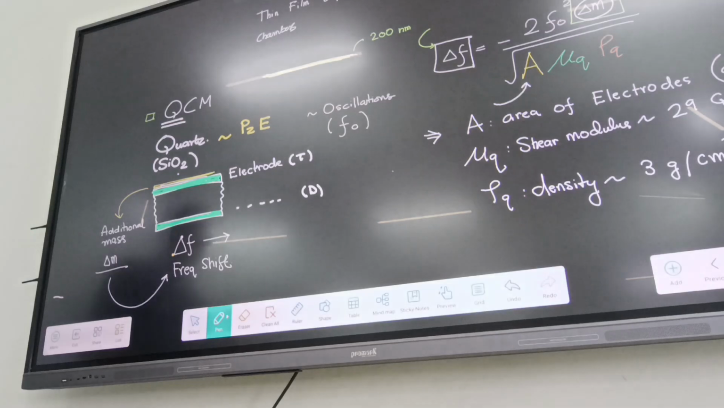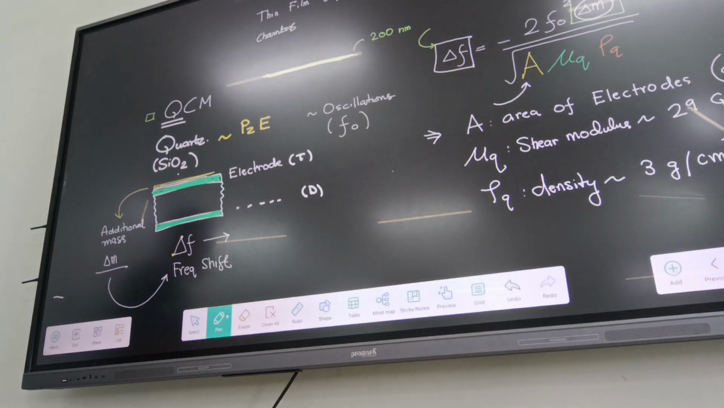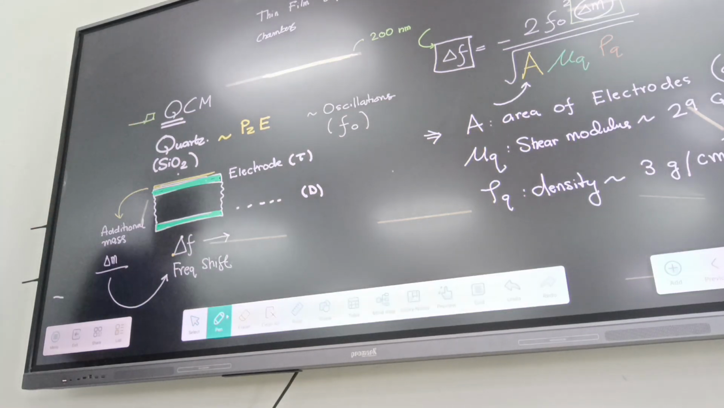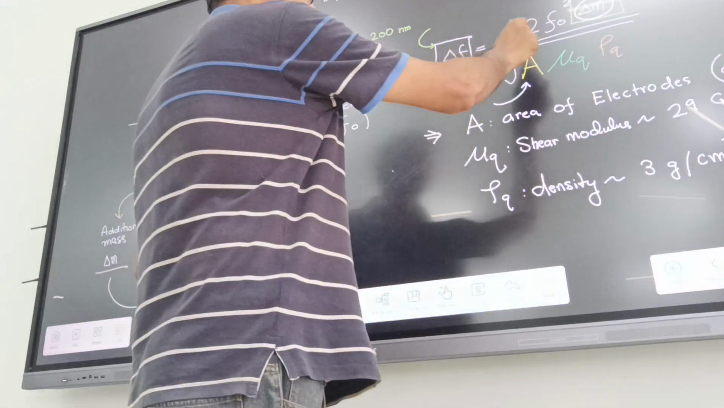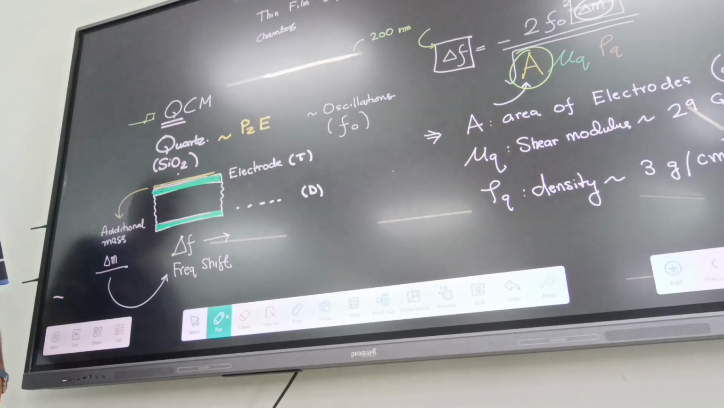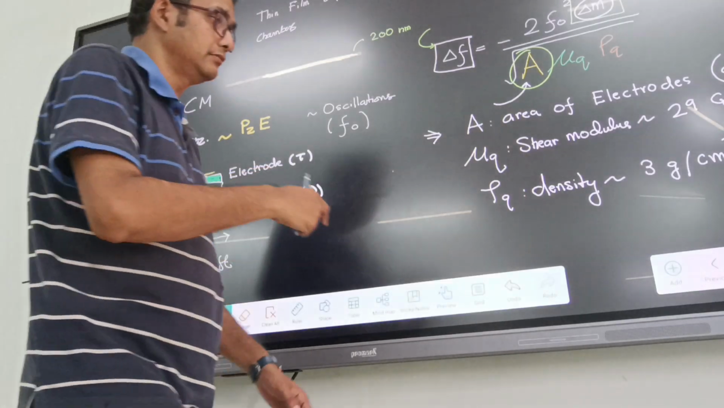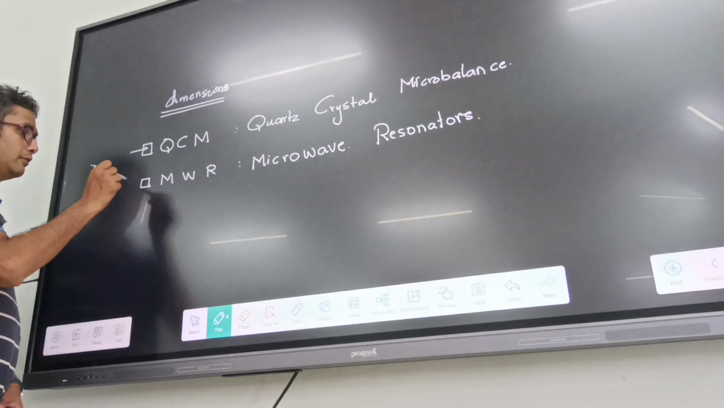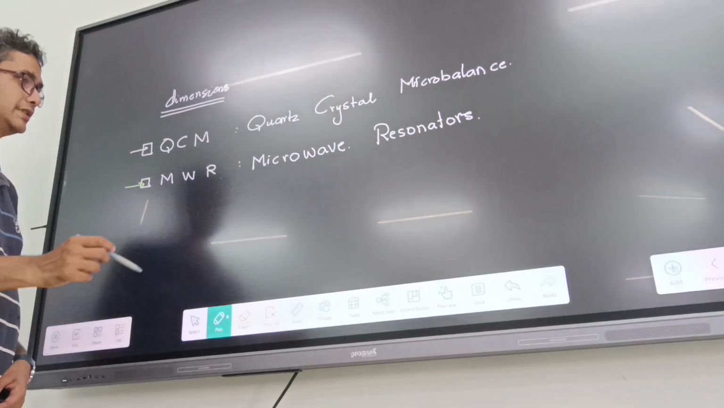इसके साथ इसका कुछ directions भी है, in which direction your force is being given, वो मैं दूसरे क्लास में बोलूँगा. You can understand how dimensions of the sensing system have a role to play in the frequency shift and detection. So now let us go to the other one, microwave resonators.